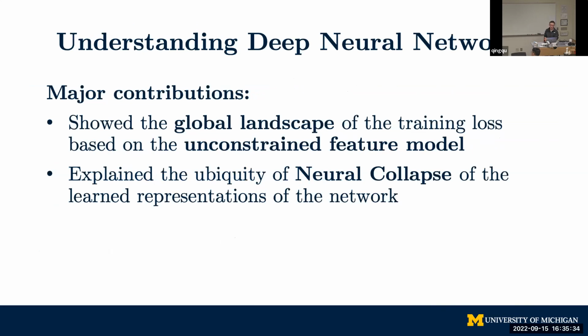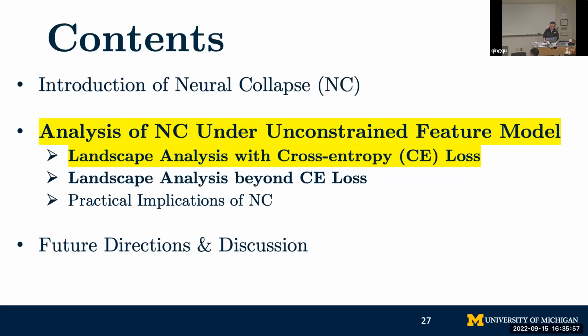The major contribution we showed here is that for different training losses, we can show a global landscape under this so-called unconstrained feature model. And the analysis can explain why neural collapse is happening in the last layer of deep network training. First, I want to present our results based on the cross-entropy loss, which is a commonly used loss function in deep network multi-class classification problems.